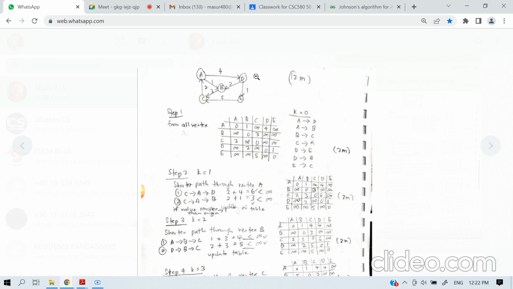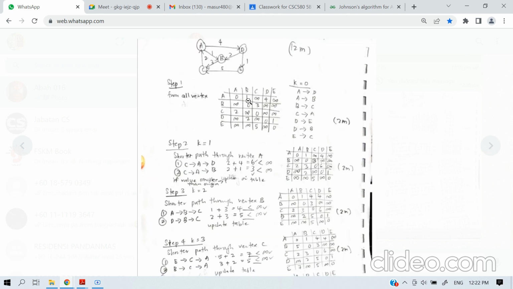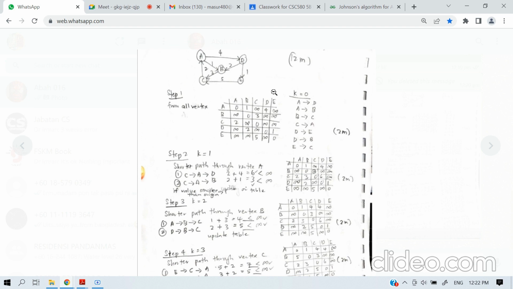Step number 1. So please write down all the values for the distances, the 7 distances that you have identified.